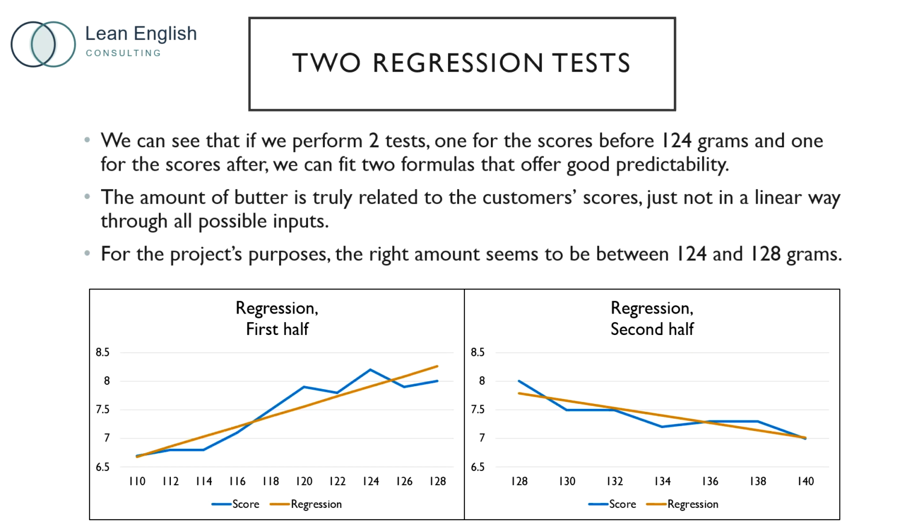We can see from these graphs that if we perform two tests, one for the scores before 124 grams and one for the scores after, we can fit two formulas that offer good predictability. Now, two models fit very well where one model failed. The amount of butter is truly related to the customer's scores, just not in a linear way through all possible inputs. For the project's purposes, the right amount seems to be between 124 and 128 grams.